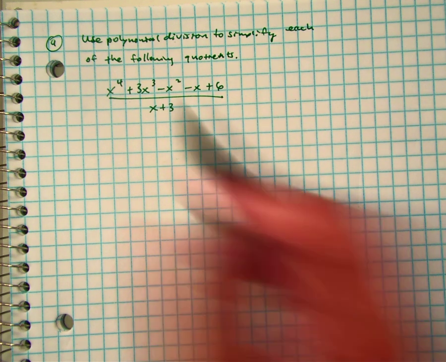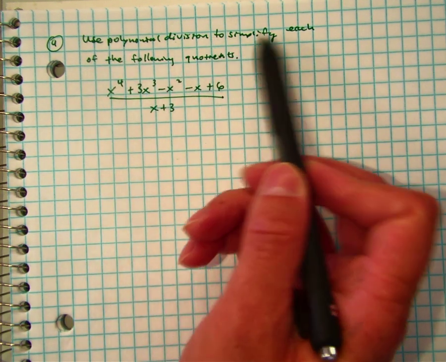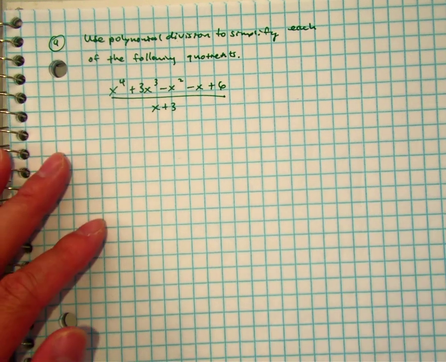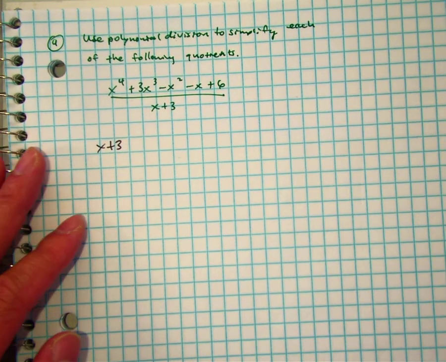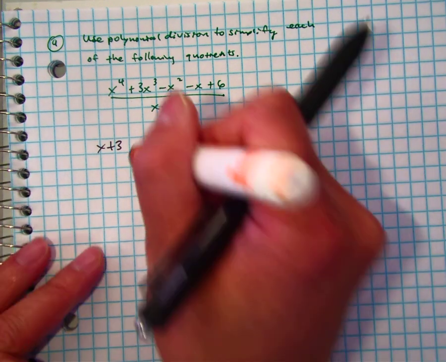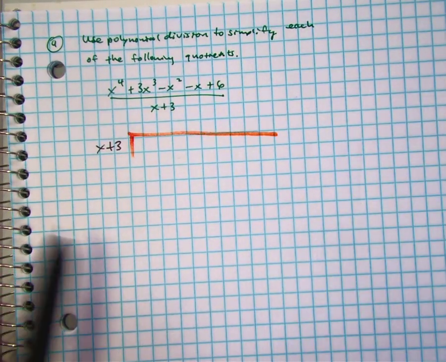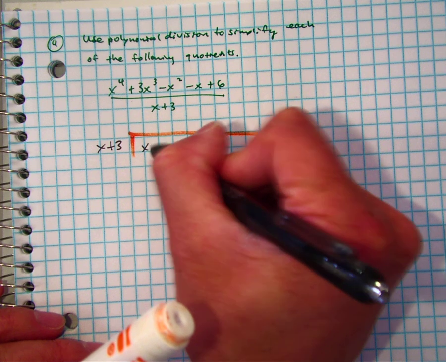So it tells me to use polynomial division to simplify each of the following quotients. So I'm just going to take x plus 3, put it out here, and then I'm just going to write my polynomial.